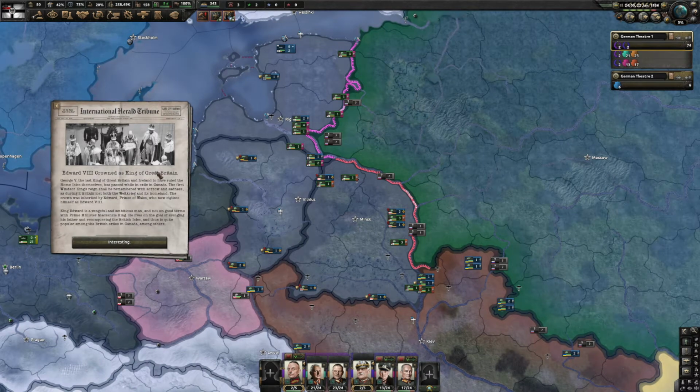Edward VIII crowned as King of Great Britain. George V, last King of Great Britain and Ireland to have ruled the home isles themselves, has passed while in exile in Canada. The first Windsor King's reign shall be remembered with sorrow and sadness, as during it Britain lost both the Weltkrieg and its homeland. The crown was inherited by Edward, Prince of Wales, who now styles himself as Edward VIII. King Edward is a vengeful and ambitious man, and not on good terms with Prime Minister Mackenzie King. He lives on the goal of avenging his father and reconquering the British Isles, and thus is quite popular among the British exiles in Canada, among others.